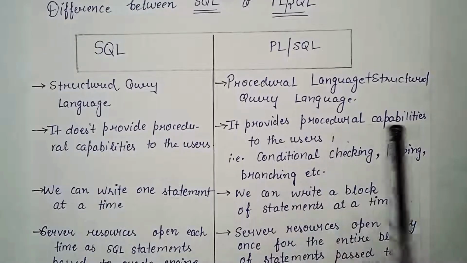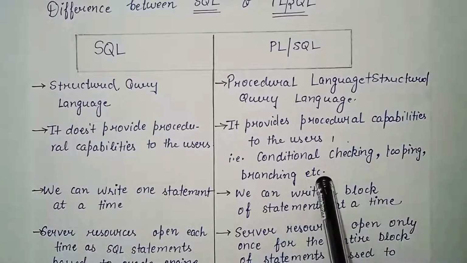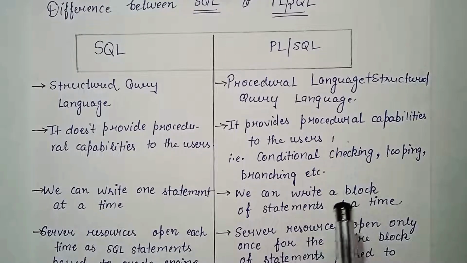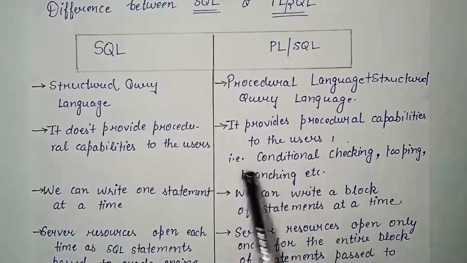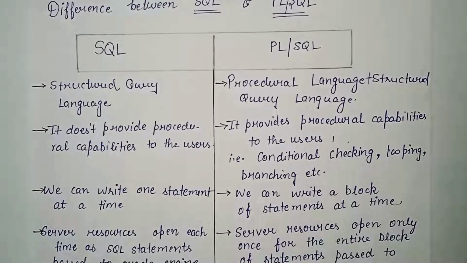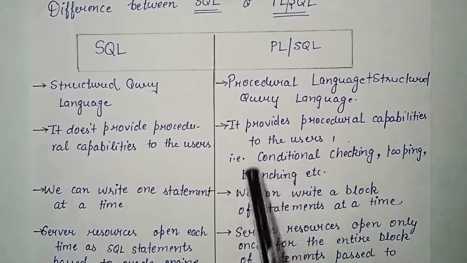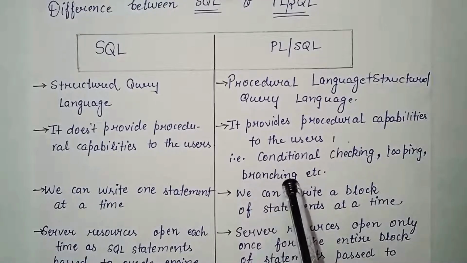Okay, so it provides various procedural capabilities like conditional checking, looping, branching, etc. If a user wants a particular statement to execute only if some particular condition is satisfied, you can make use of conditional checking using an if-else-if block. Okay, so there are various kinds of statements. If you want to allow looping in a program, then we can use a for loop or while loop. Okay, if you want to allow branching, then we can make use of the switch statement.